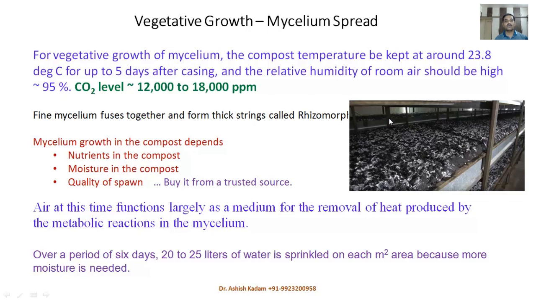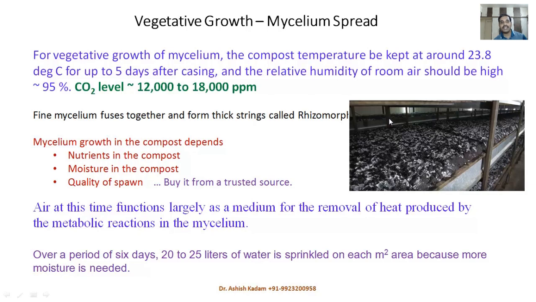During the vegetative growth of the mycelium, what happens? The mycelium grows, the hyphae form, and these hyphae fuse together. So we have small thin threads or hairs which fuse together and form thick strings, which are basically called rhizomorphs. These rhizomorphs are nothing but, I would say, the small native pins or small native button mushrooms, because these rhizomorphs later convert into button mushrooms.